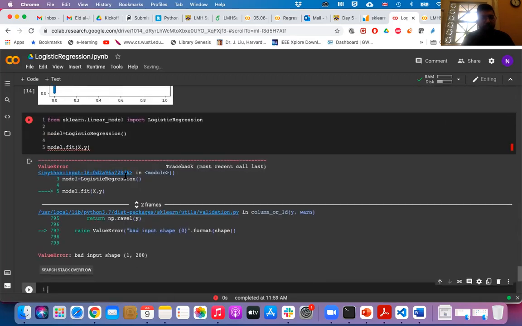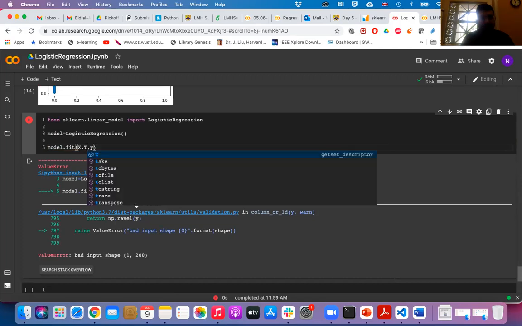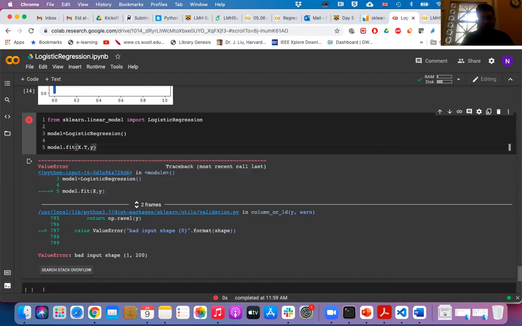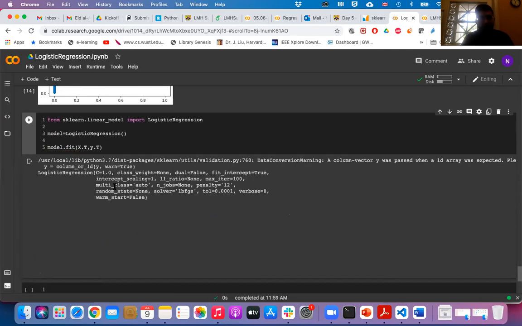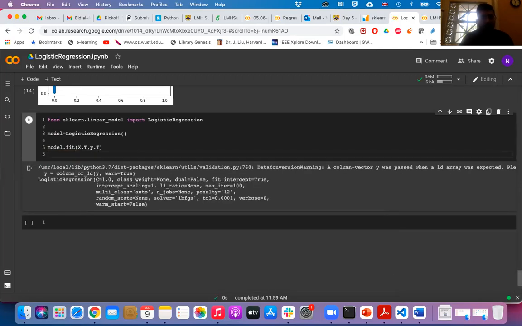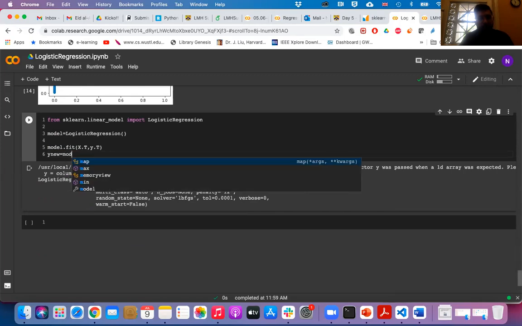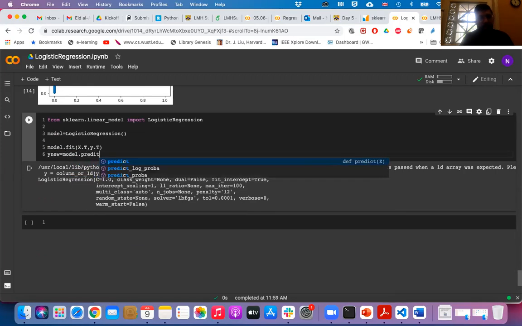You can get errors with these types of problems because it might be expecting the matrix to be a row vector and you might be giving it a column vector. So just transpose it, and transposing it would work. And then you just do this. You say that, okay, y new is model dot predict for x dot t.